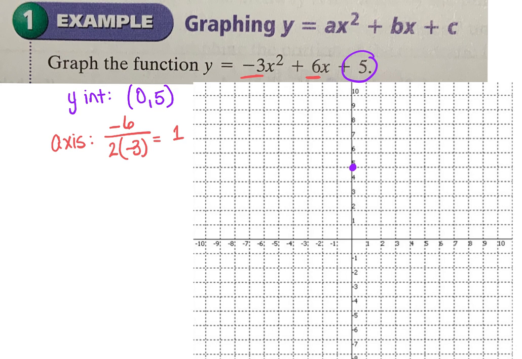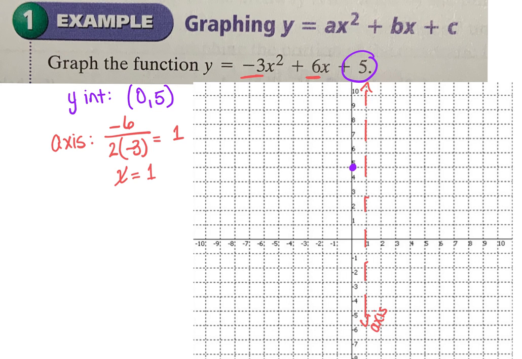Now my axis is a line. It's not actually part of my graph. It just tells me what to do with my graph. So at the line x equals 1, I am going to draw a dotted line. All right? And so I'm going to draw this dotted line. It's just going to tell me what I am going to reflect across here. So that is my axis of symmetry. All right, axis of symmetry there.